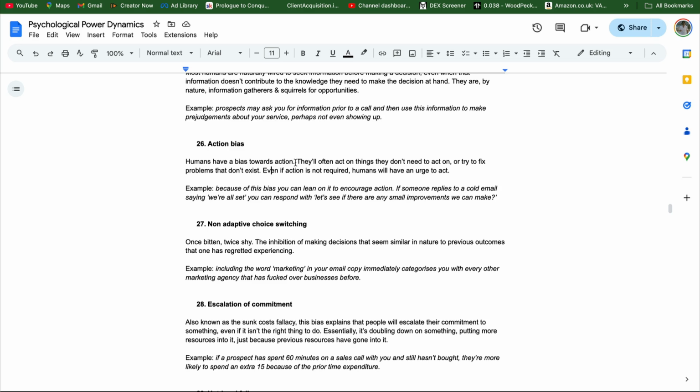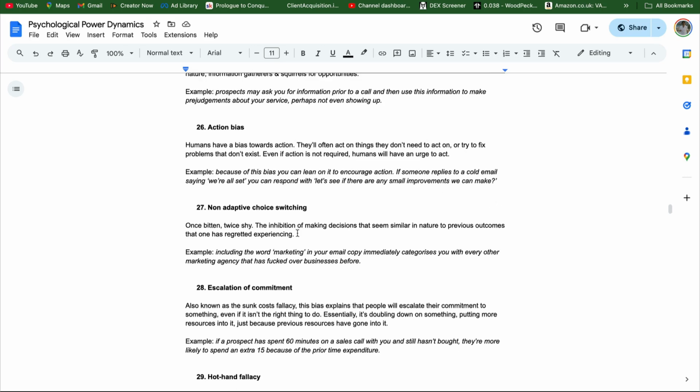Action bias. Humans have a bias towards action. They'll often act on things they don't need to act on or try to fix problems that don't exist. Even if action is not required, humans will have an urge to act. Example, because of this bias, you can lean on it to encourage action. If someone replies to a cold email saying we're all set, you can respond with, let's see if there are any small improvements we can make.